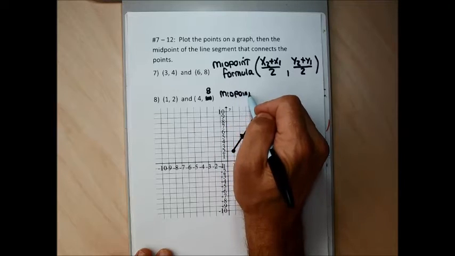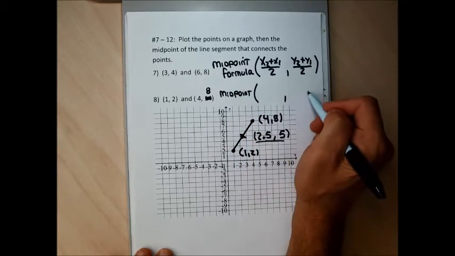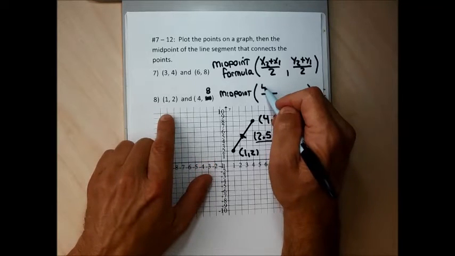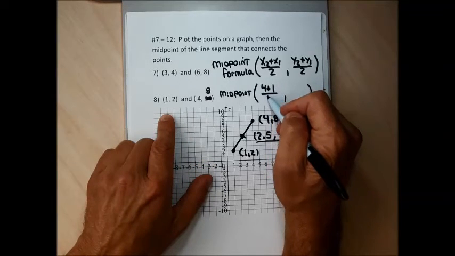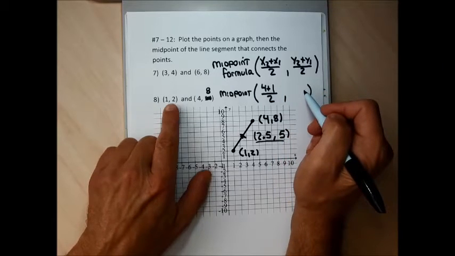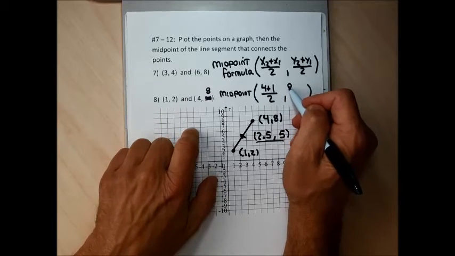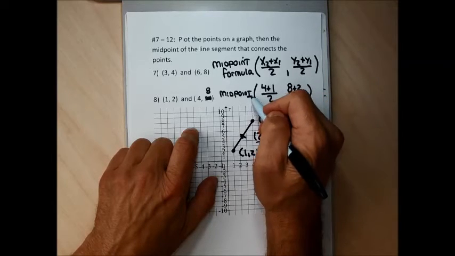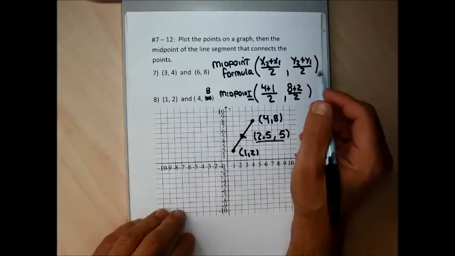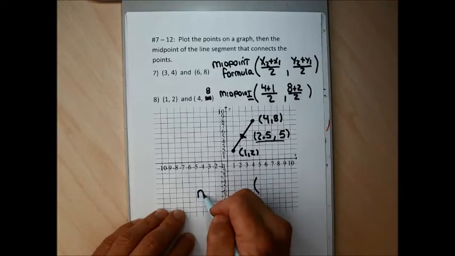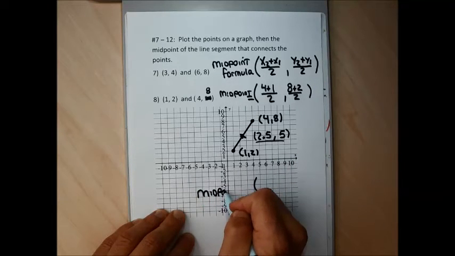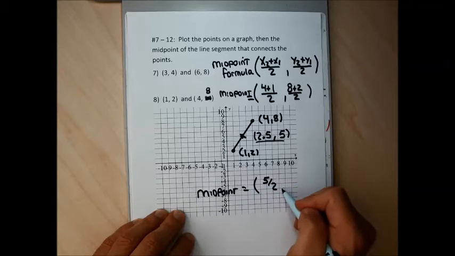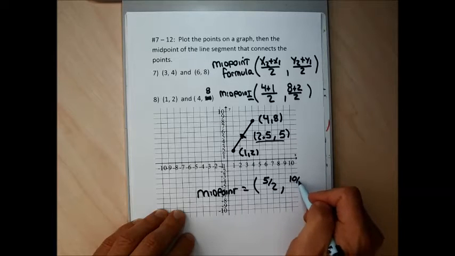So the midpoint is going to be a point. The first point, I'm going to add the x-coordinates and divide by 2. So 4 plus 1 over 2. And then the y-coordinates, I'm going to add the y-coordinates and divide by 2. So my midpoint is going to equal 4 plus 1 over 2, which is going to be 5 over 2. And then 8 plus 2 over 2, which is going to be 10 over 2.